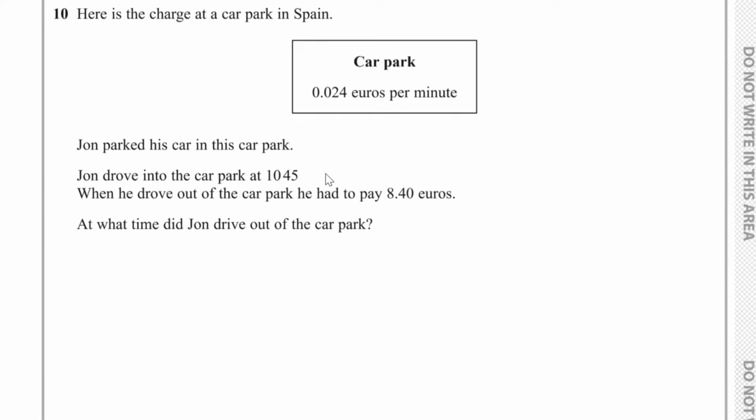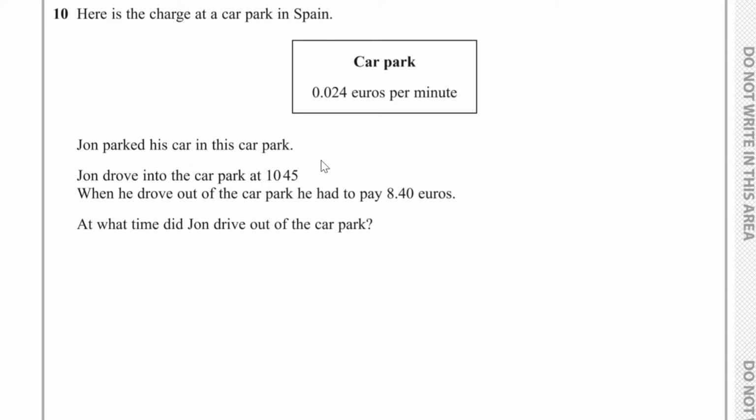Question number 10. Here is the charge at a car park in Spain. So the car park charges 0.024 euros per minute. John has parked in this car park, and then he drove into the car park at 10:45. When he drove out of the car park, he has to pay €8.40. At what time did John drive out the car park?